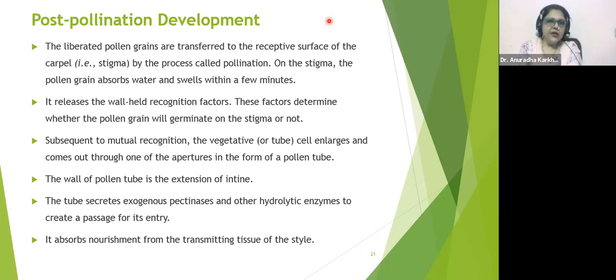The liberated pollen grains are transferred to the receptive surface of the carpel, that is nothing but the stigma, by the process called pollination. On the stigma, the pollen grain absorbs water and swells within a few minutes. So what will the stigma do? Stigma will have a lot of moisture. It's going to have actually a sugar solution, and from the sugar solution, it's going to be absorbed by the pollen grain.